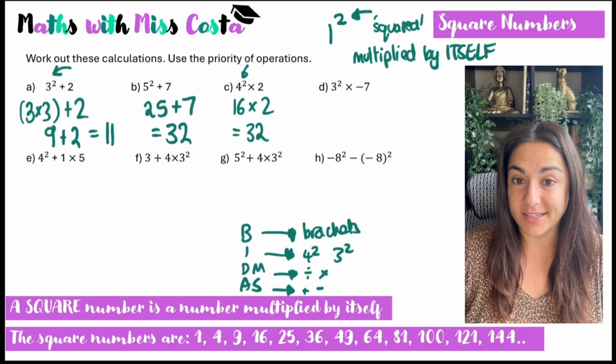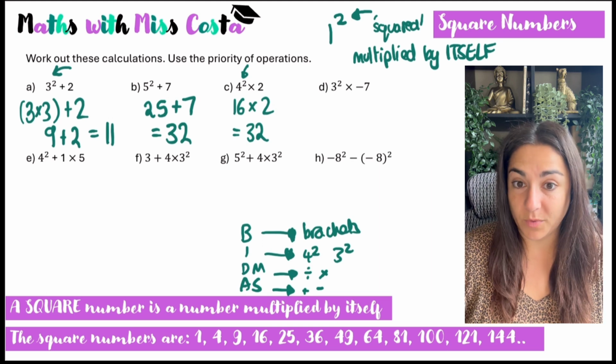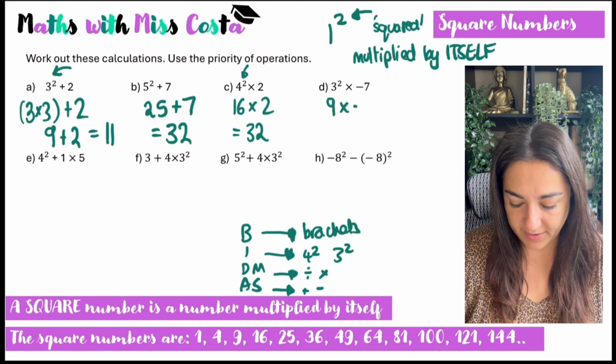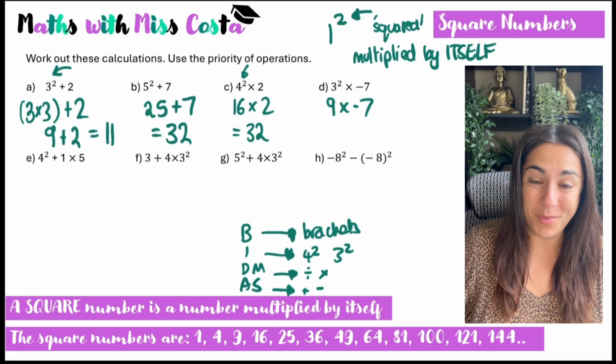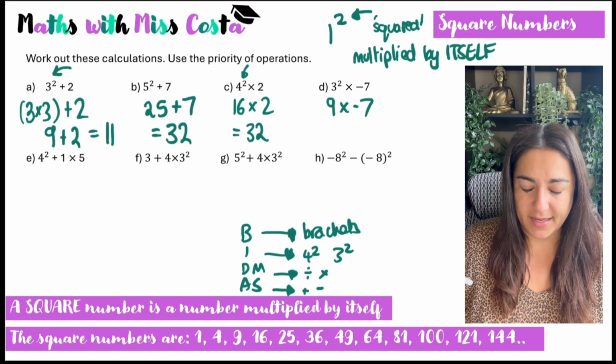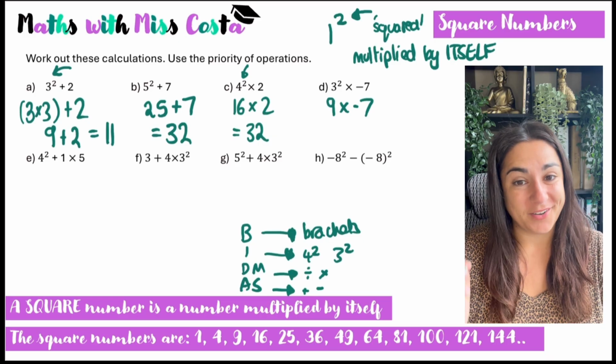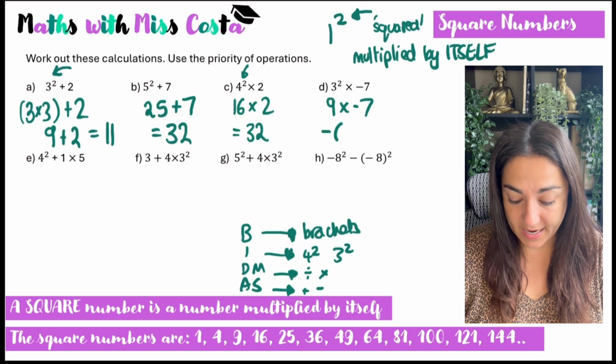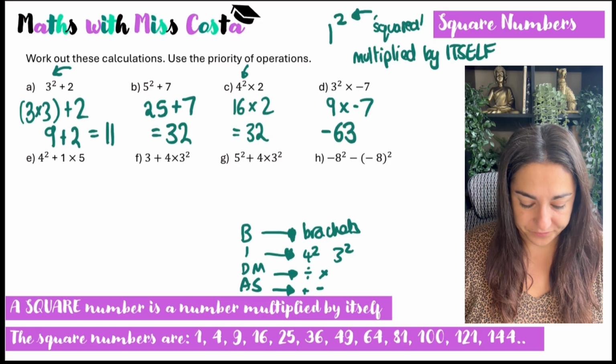Then we've got 3 squared times minus 7. Again, I'm going to work out 3 squared first. So that becomes 9 times minus 7. And remember, we're multiplying by a negative. So 9 times 7 is 63. So 9 times negative 7 would be negative 63.